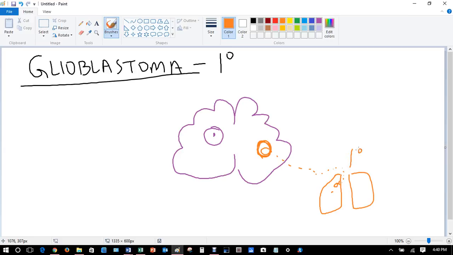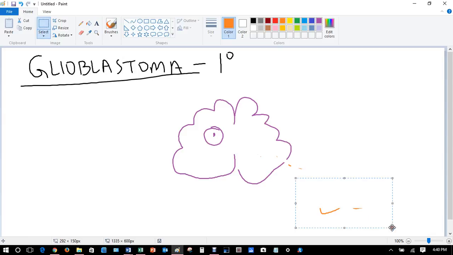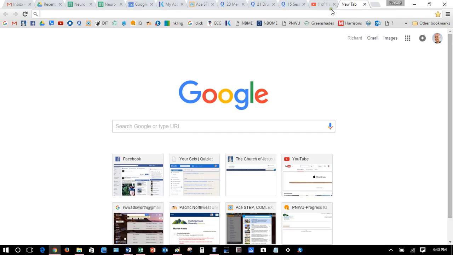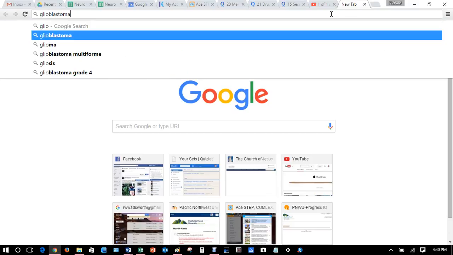So when I say that glioblastoma is the most common primary cancer of the brain, it means it's the most common cancer that originated in the brain, didn't metastasize from somewhere else. Follow that? Hopefully. If not, look it up. So let's talk a little bit about this glioblastoma. I should probably just Google a picture for you so you can see what they look like, even though you can do this yourself, but I'll save you the trouble.